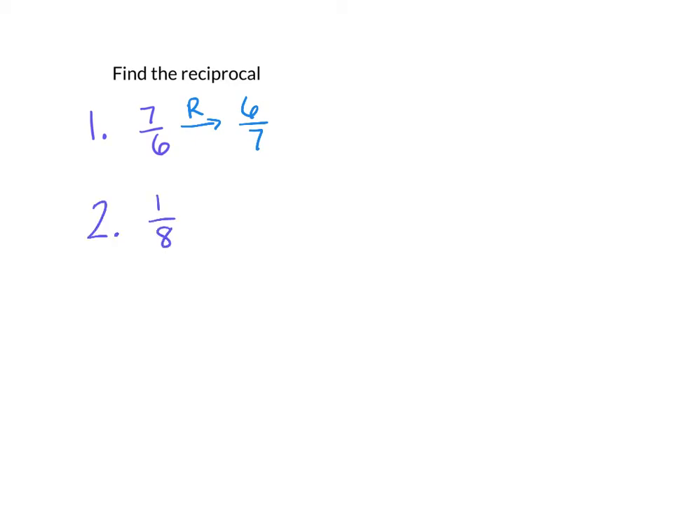For number 2, the problem is to find the reciprocal of 1/8. To find the reciprocal of 1/8, I would put the 8 in the numerator and a 1 in the denominator. So it would be 8 over 1.